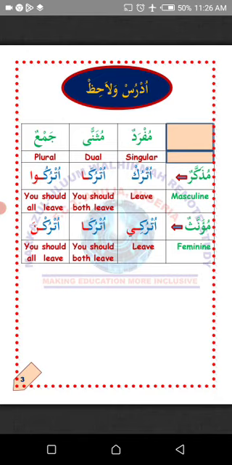So if there are more than two, you attach wawun to the last letter of the verb utruk. Remember, once wawun is attached, the letter before it must take dhamma, as we know that wawun is the mother of dhamma in Arabic.